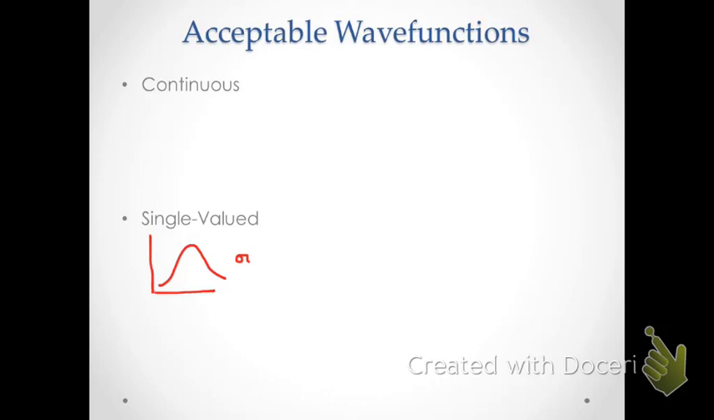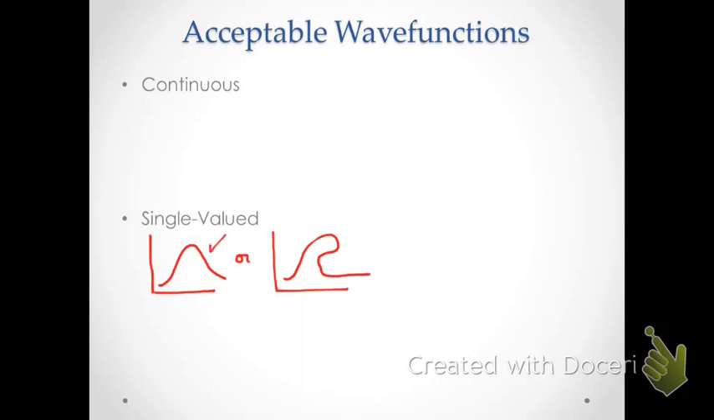It's clearly continuous in this particular circumstance. Here's another wave function. So we have two possible wave functions. So the question is, are both of these acceptable? By single valued, what we mean is that at any given point there's only one possible value of psi.